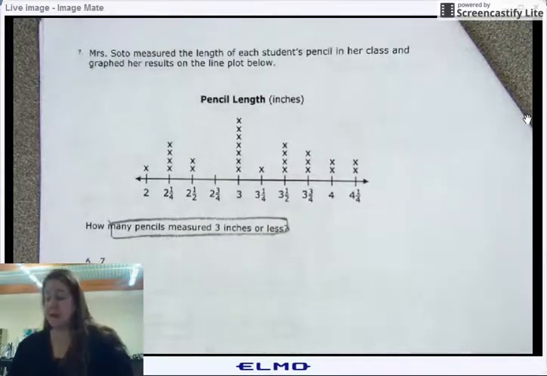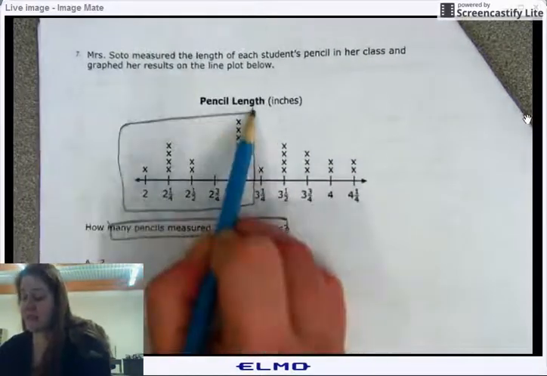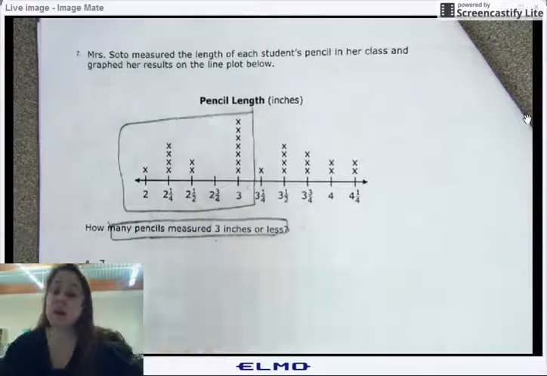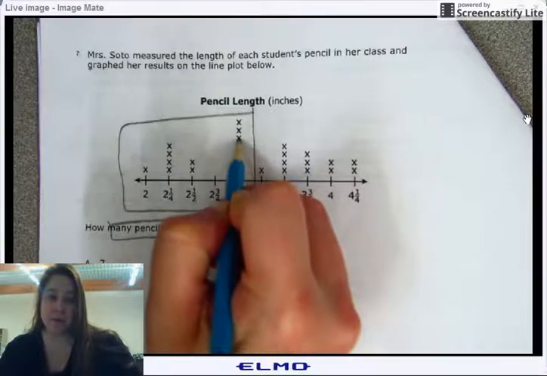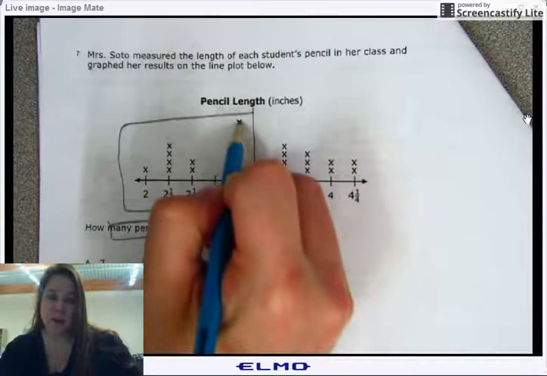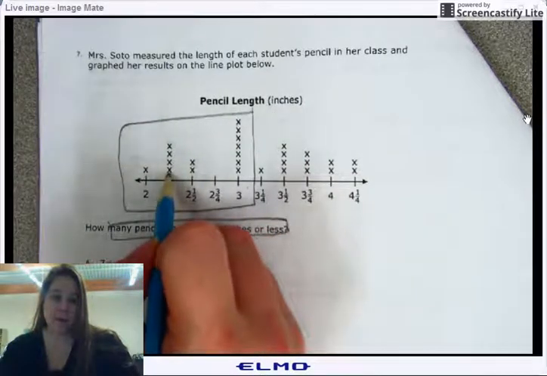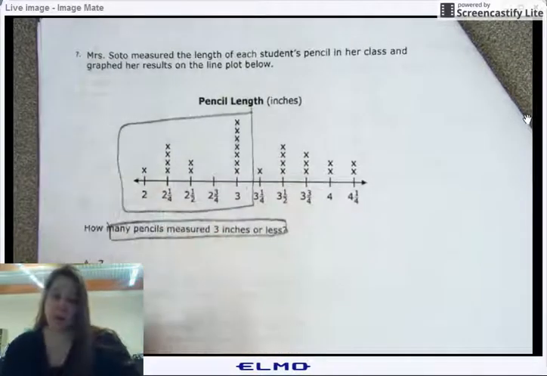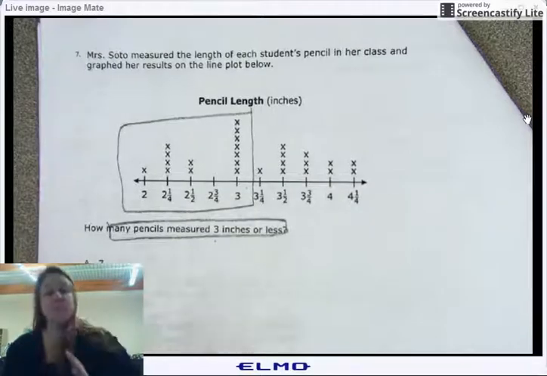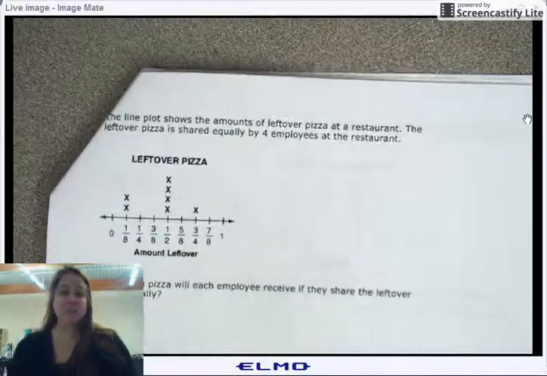So basically, I just have to count my x's. Let's start here, and I'm going from 3 inches or less. So anything on this half of the paper will be counted. So let's count them. 1, 2, 3, 4, 5, 6, 7, 8, 9, 10, 11, 12, 13, and one more makes it 14. So your answer is B. That was a simple question. Okay. Moving on to question number 8.